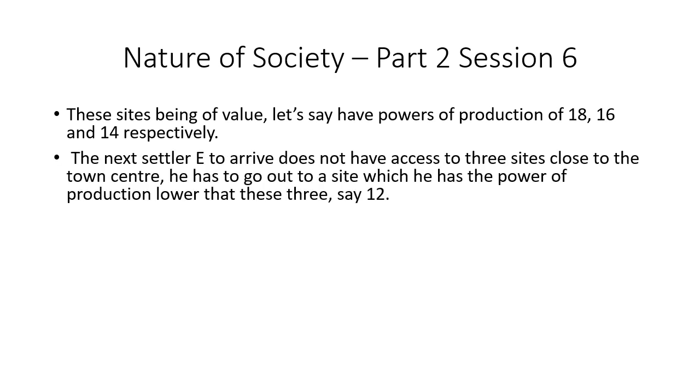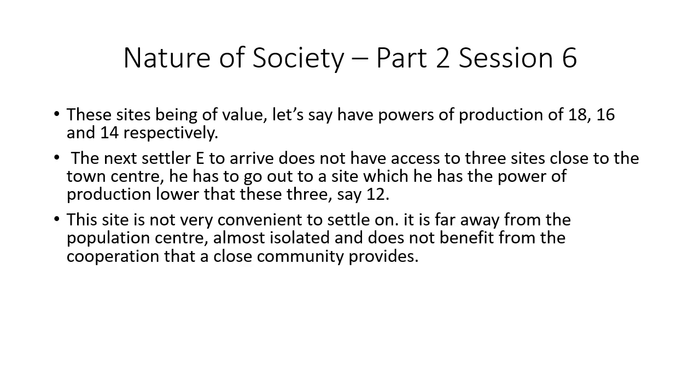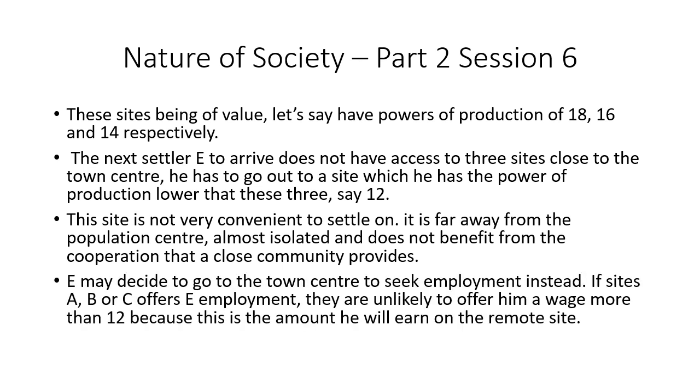The next settler E to arrive does not have access to the 3 sites close to the town center. He has to go out to a site which has a power of production lower than these 3 sites, say 12. This site is not very convenient to settle on. It is far away from the population center, almost isolated, and does not benefit from the cooperation that a close community provides. He may decide to go to the town center to seek employment instead.